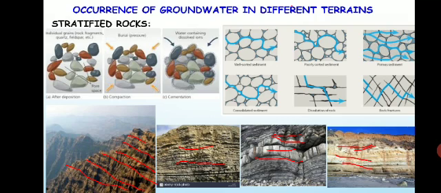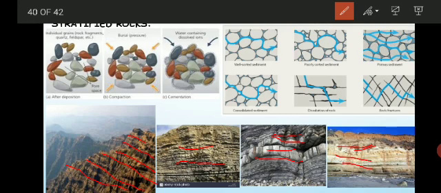Here in the first image you can see the grains present. They are just weathered rock fragments of different minerals. After the disintegration or breaking of the rock, the individual grains, the sediments, will be like this, spread out.